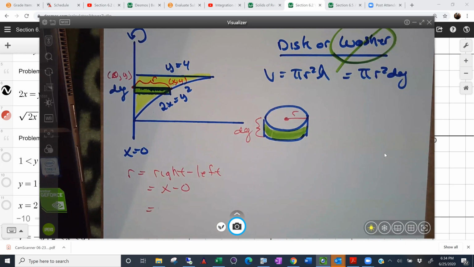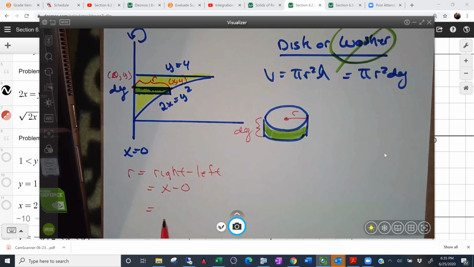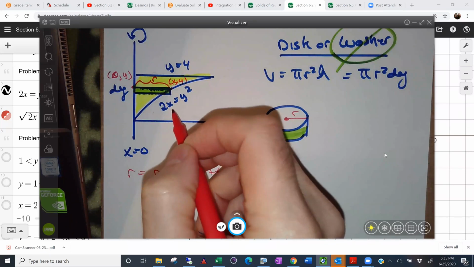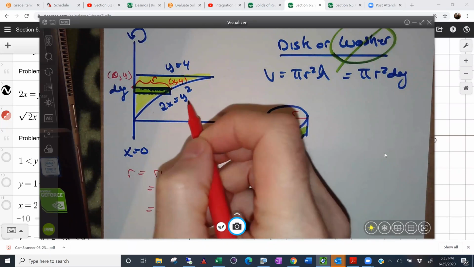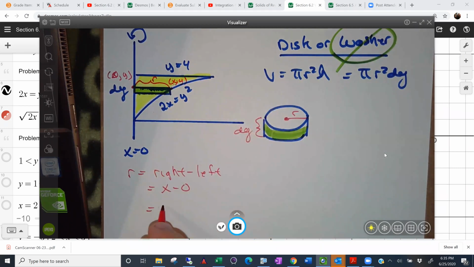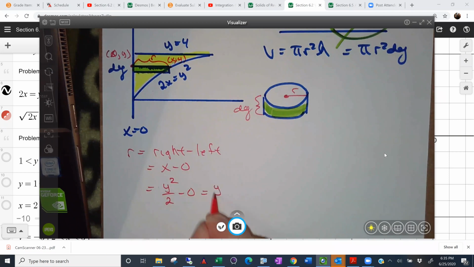Square root of 2x. Okay, yeah, that works. You know, I said I want to solve for y. My bad. And you gave me the exact right answer. I didn't ask the right question. We need to get x by itself. So x would equal y squared divided by 2. Good. So y squared divided by 2 minus 0, or basically just y squared over 2. That's the radius.